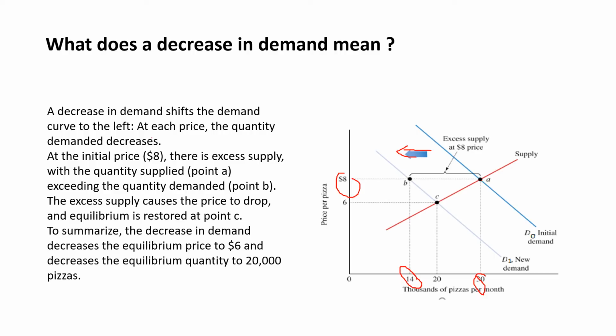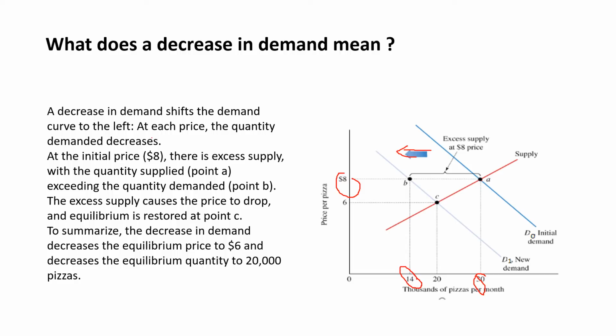The excess supply causes the price to drop. Of course, when there's an excess supply, no one is buying this product. So what will happen over here? By default, the prices will decrease. So by default over here, what will happen to the prices?